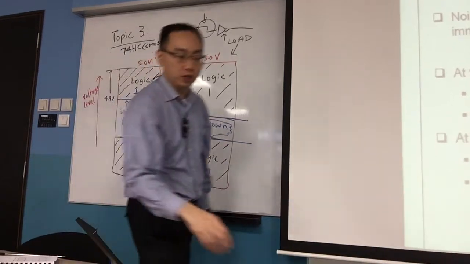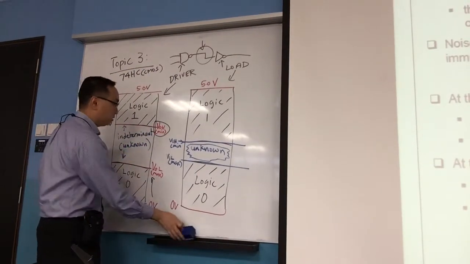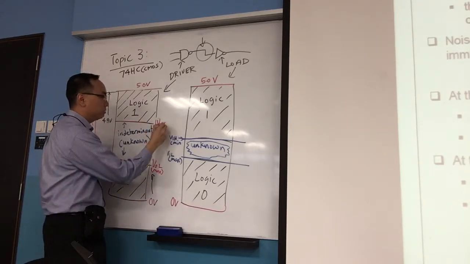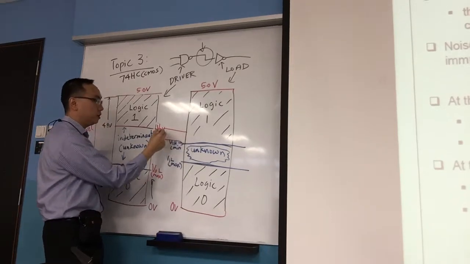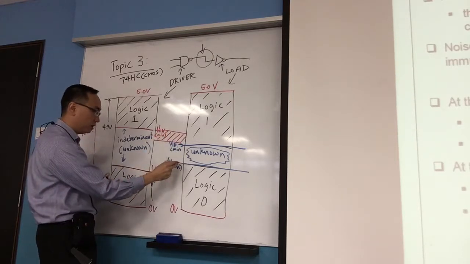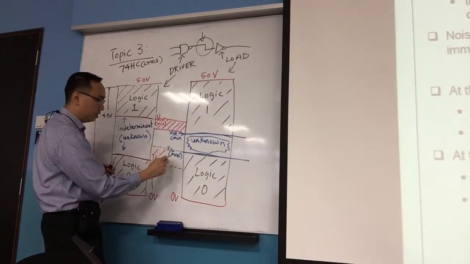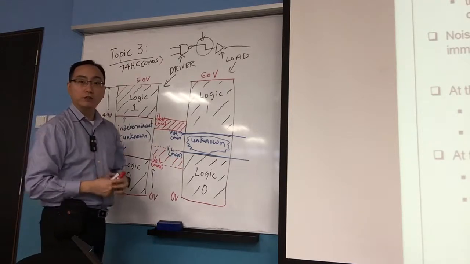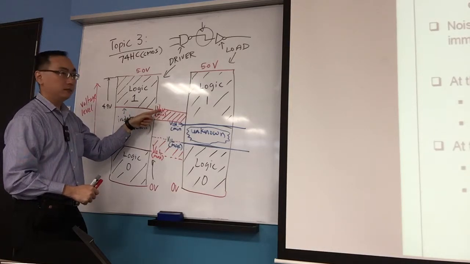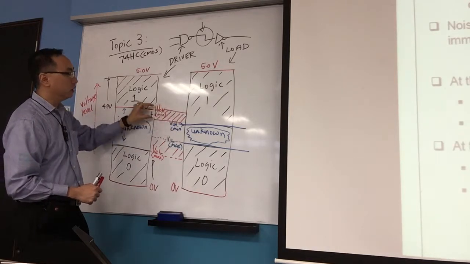So what is this noise margin? This noise margin is a bit tricky. It's actually this range. The difference between this and this, this region, is called the noise margin. So if I just talk on the line here, this region is called the noise margin. It's the output high minimum minus this one, VIH minimum. This part here is the noise margin.